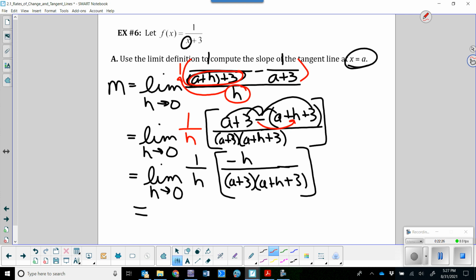Well, this is a product, so h and h will go away. This doesn't leave nothing, that leaves a 1, because there's a 1 there. So the top is negative 1. I still have a limit. I still haven't finished the limit yet. That's just simplifying. Okay, as h goes to 0, I have a negative 1 on the top, and the bottom has a plus 3 times a plus h plus 3. And then now I can do the limit.